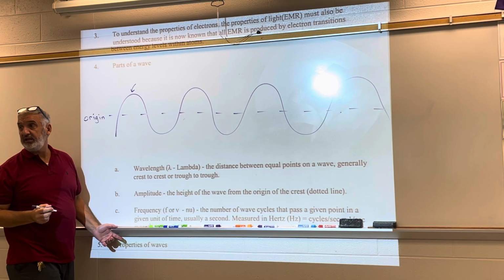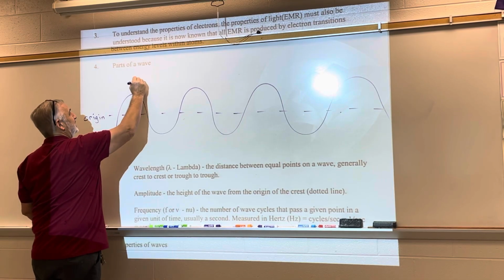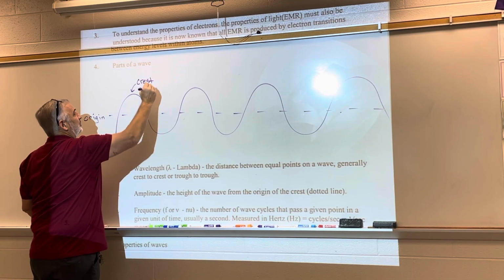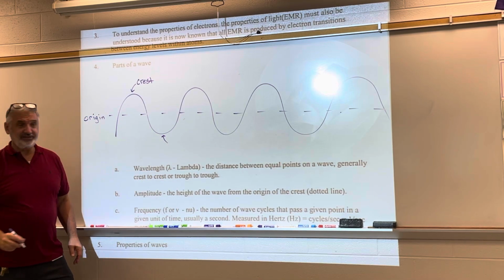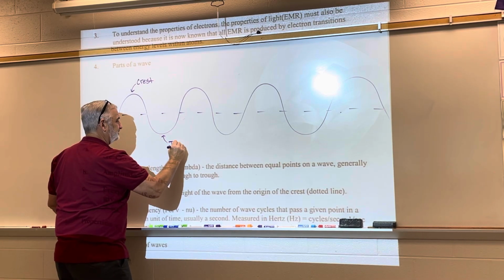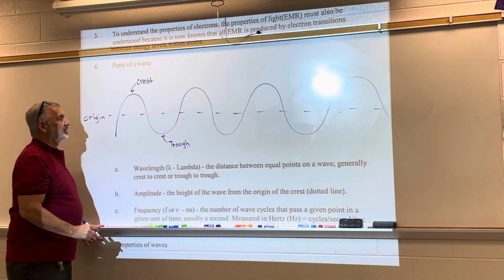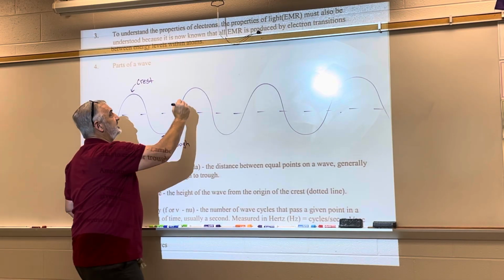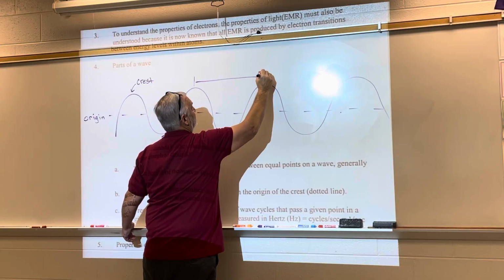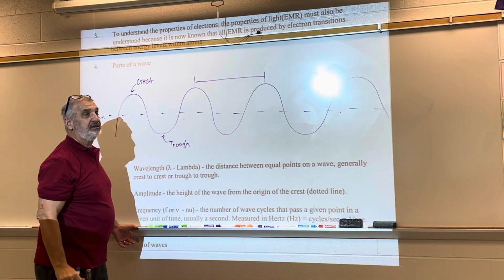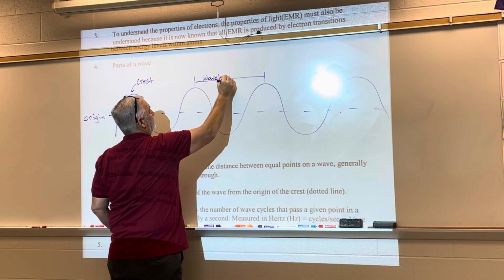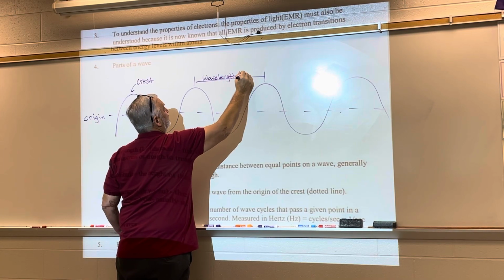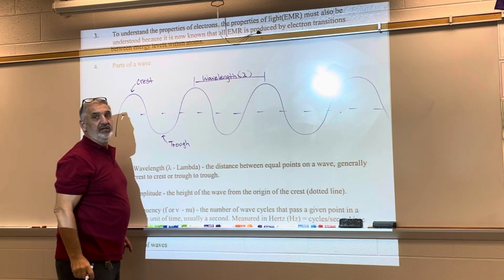It's called a crest. Very good. Got to be bold. Crest. What do we call the bottom ones? Trough. Okay? So what do we call the distance then from crest to crest? That's your wavelength. And we use the Greek letter lambda to represent it.